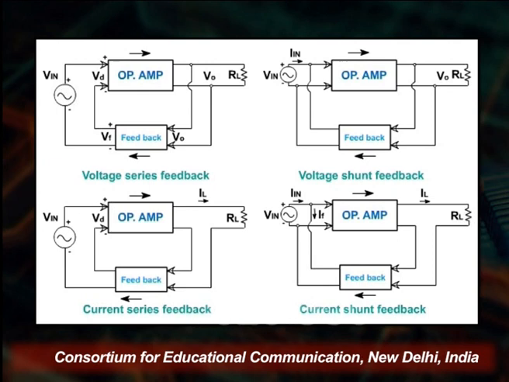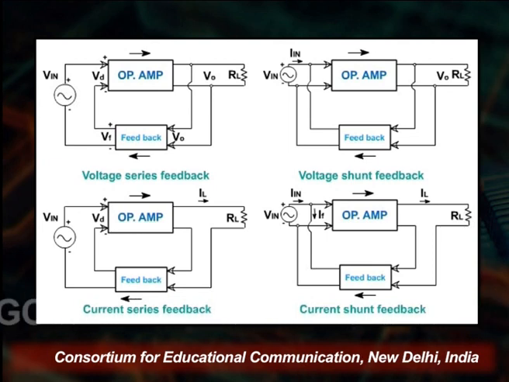Herein, there are two portions of each diagram. On the left is the input portion and on the right is the output portion. So, output of the op amp is actually the input of the feedback circuit, and output of the feedback circuit is now the new input of the op amp. So, as you can see, in all the configurations we have the cyclic manner in which the signal is processed.